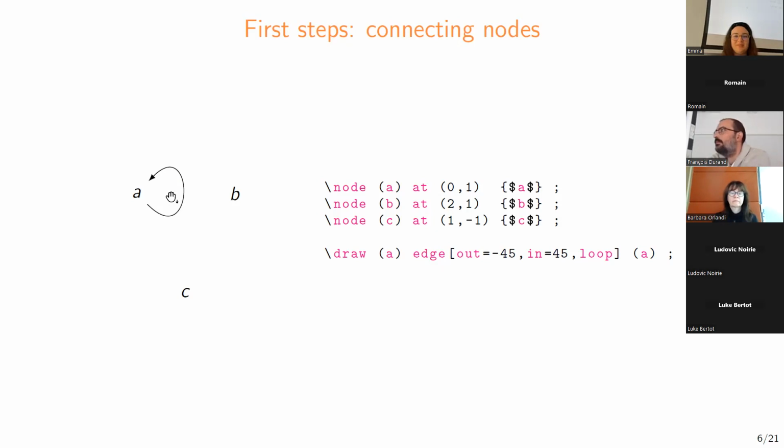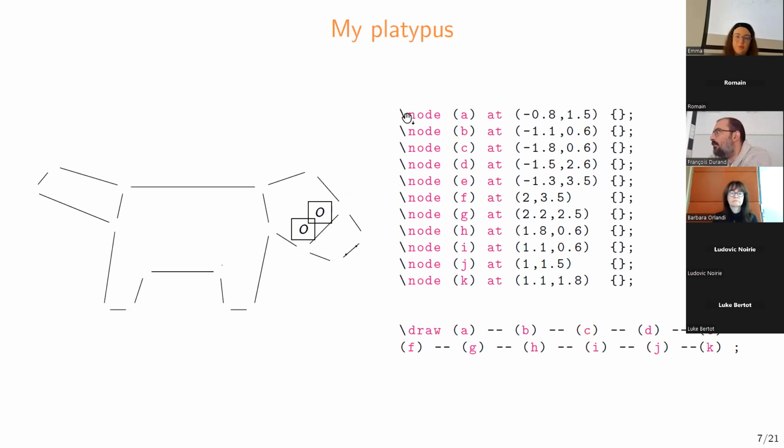Okay, so that's for turning your loops. Here I put you a part of the code I used for the platypus, because now you have everything you need to draw this kind of platypus. So here I put all my nodes. All these nodes are just for this part of the platypus. And here I used a quicker version of drawing every edge one by one. I just draw a path, and to draw a path, I just have to put my nodes and connect them.